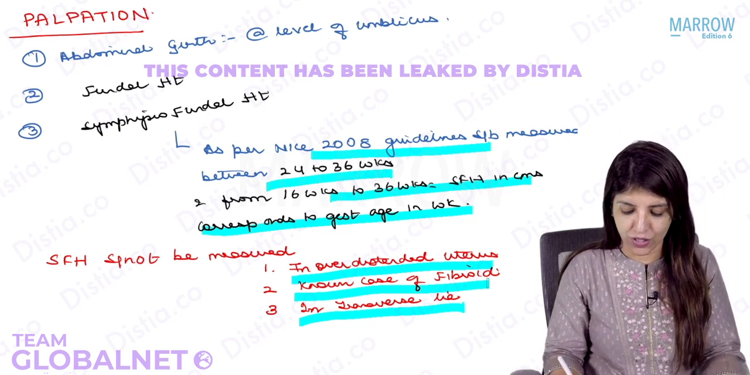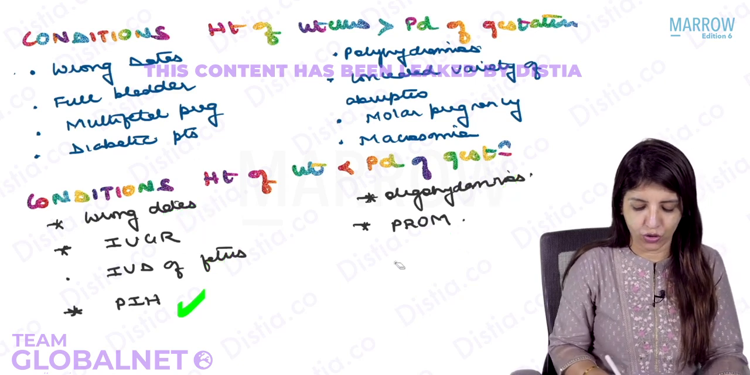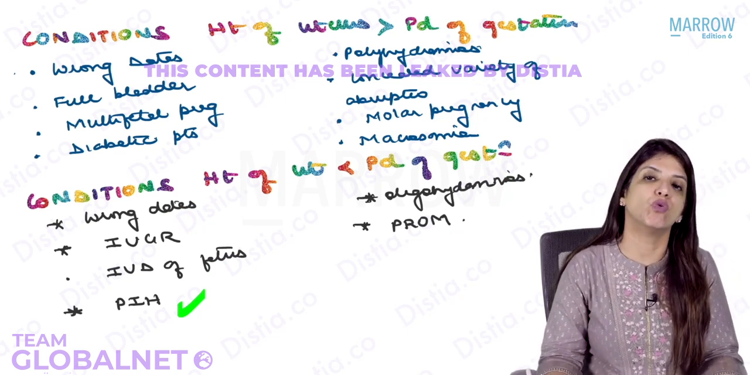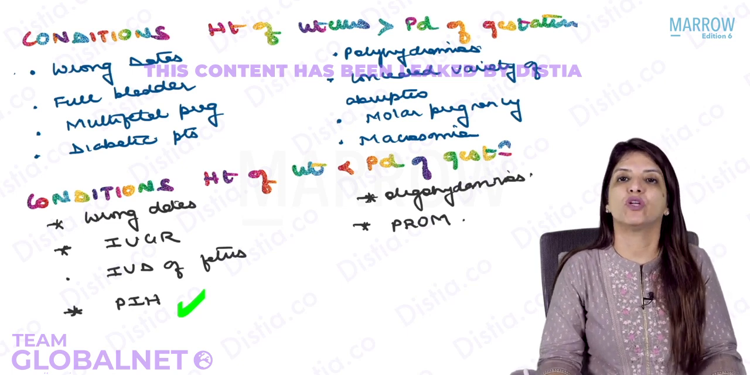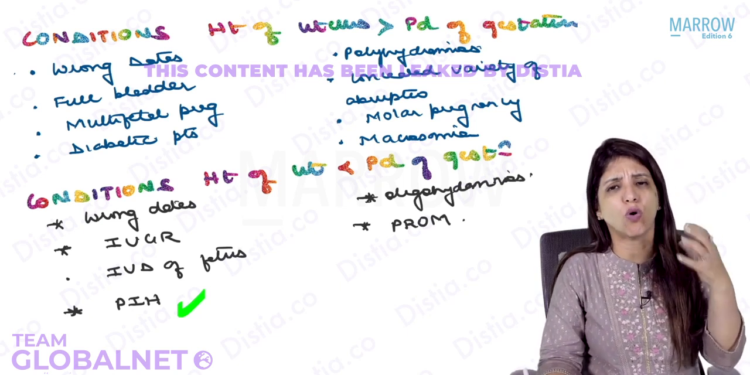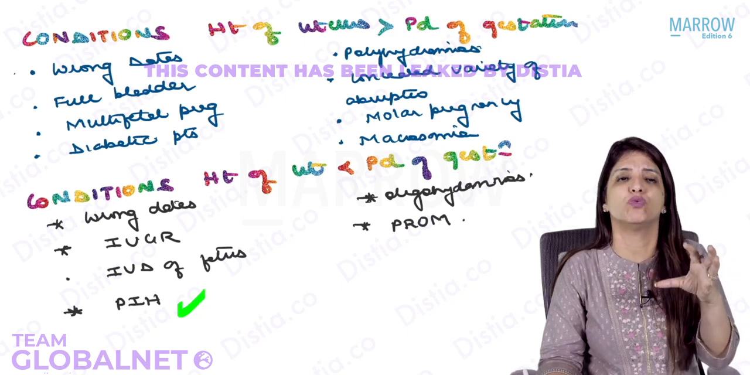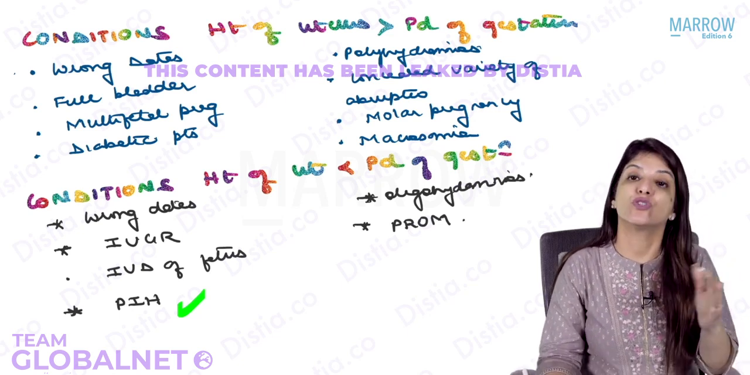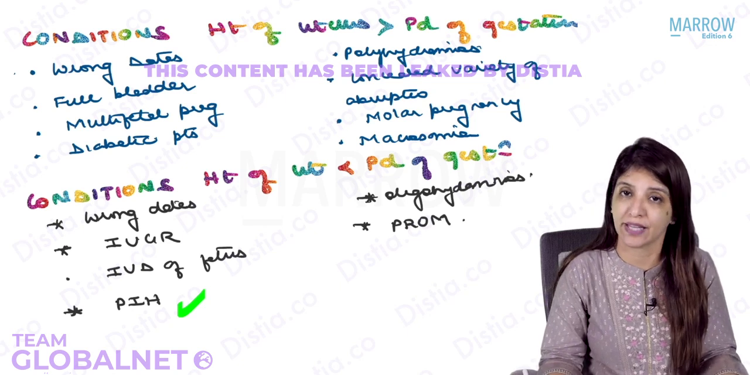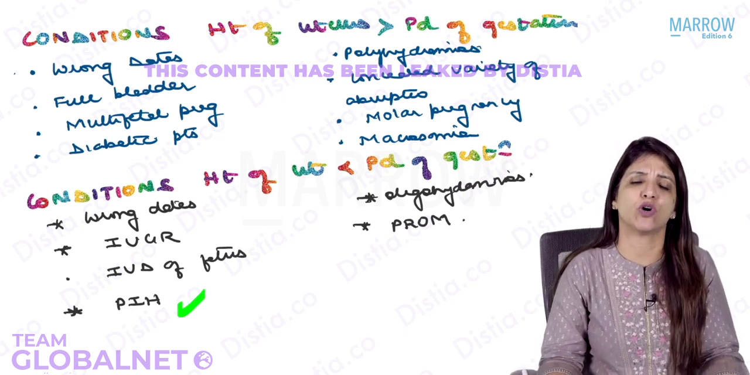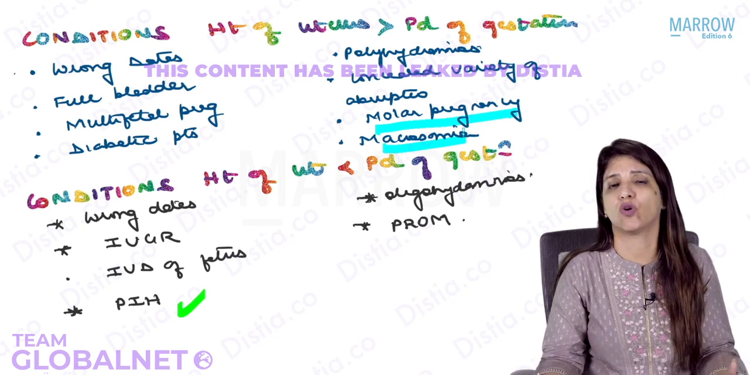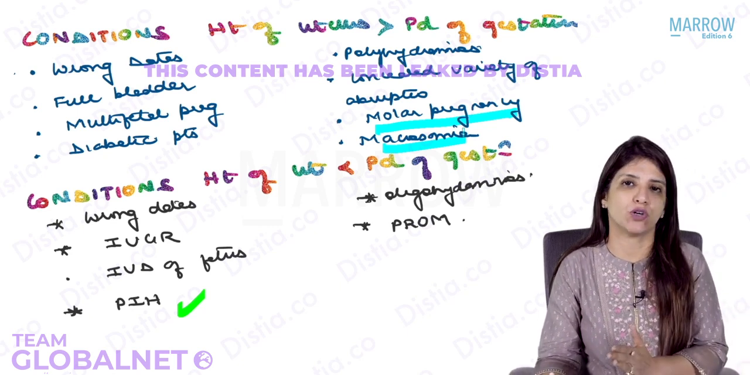Now, suppose the symphysiofundal height is not corresponding to the period of gestation, then what can be the reason? So what are the reasons where the height of the uterus is more than the period of gestation? Number 1 reason could be wrong dates, and this is something which you people forget. Number 2 could be a full bladder. You start telling all the difficult causes, but you forget the basic causes, right? So wrong dates and full bladder are very common causes of height of the uterus being more than the period of gestation. And then yes, multifetal pregnancy, polyhydramnios, concealed variety of abruptio, molar pregnancy, macrosomia, diabetes, all these are causes where height of the uterus is more than the period of gestation.